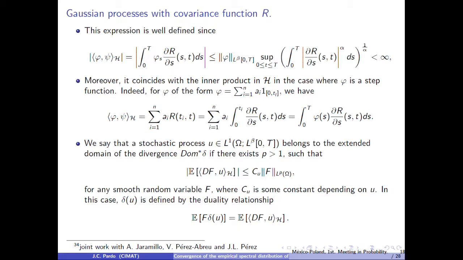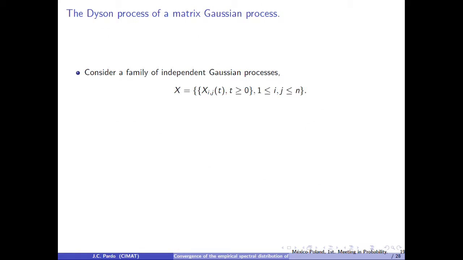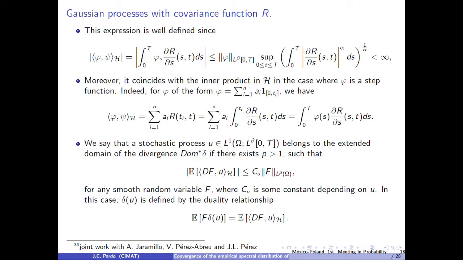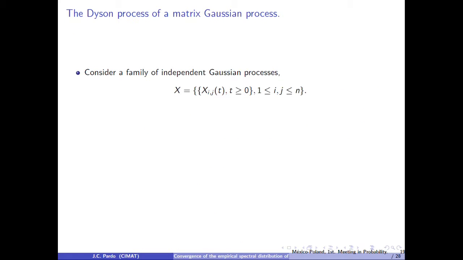We now say that the stochastic process U in L^1 belongs to the extended domain of the divergence if there exists p such that the following inequality holds, right? For any smooth random variable F, where c_u is some constant dependent on U, delta(u) will be defined by the same duality relationship, but now with this extended operator delta, right? For simplicity we denote it the same, but actually they are different, right?